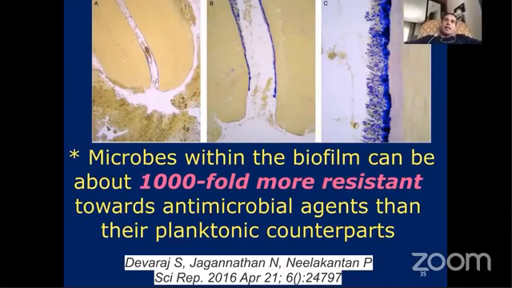So the central incisor, it will take about 2 to 3 minutes to finish. The molar between 10 to 15 minutes to shape the canals. But does that mean our canals are clean? Absolutely no. And now you can understand why, because the biofilm is more resistant than the planktonic bacteria.